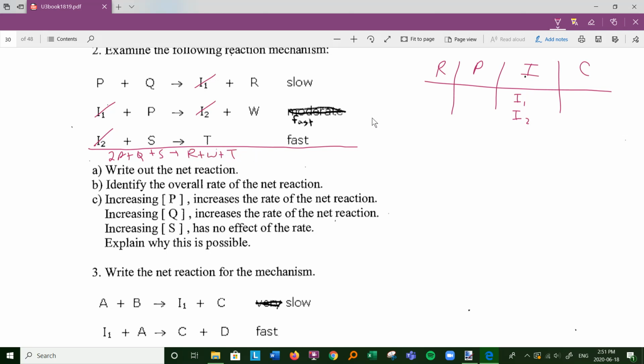So that's my reaction. The overall rate of the net reaction depends on the concentrations of the reactants in the rate determining step, which in this case is the first step. So rate equals K times P times Q. Increasing P increases the rate of the reaction. That's true. Increasing Q increases the rate. That's true. Increasing S has no effect. That's true, because S is not in the rate determining step. Only changes of concentrations of reactants in the rate determining step affect the rate.